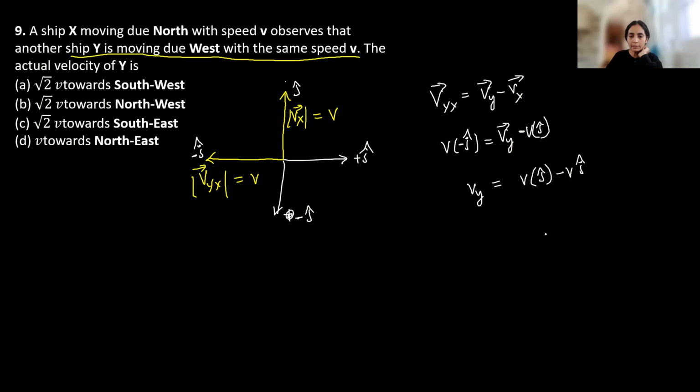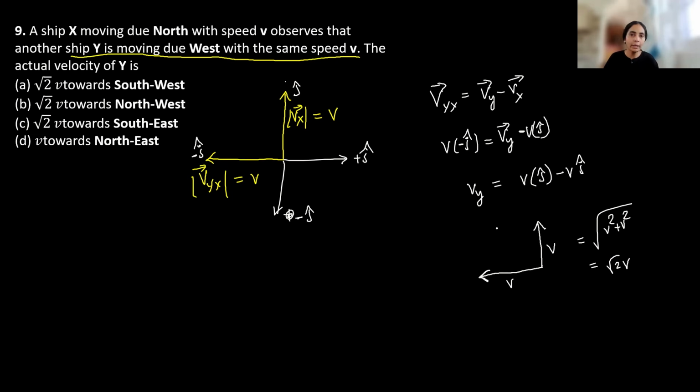So Vy has two components of velocity, one along the north direction, another along which direction? Along this direction. Clear? So this is V, this is V. What will be the magnitude of velocity Vy? Two vectors at an angle of 90 degrees, so that is going to be root under V square plus V square plus 2V cos 90, cos 90 is 0. So it will be root 2V.